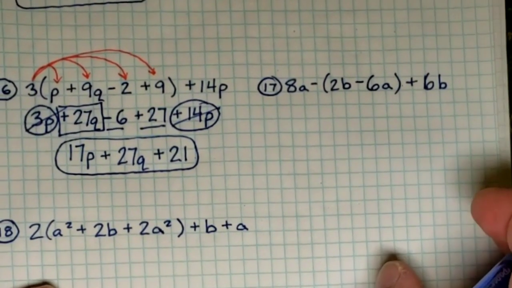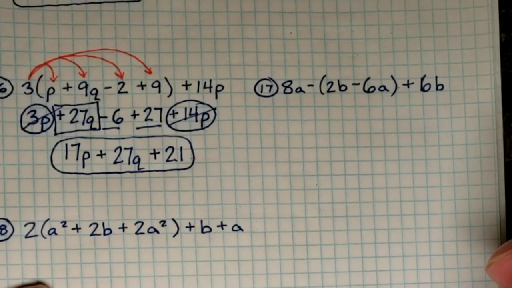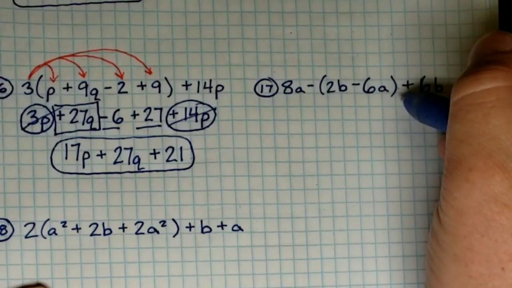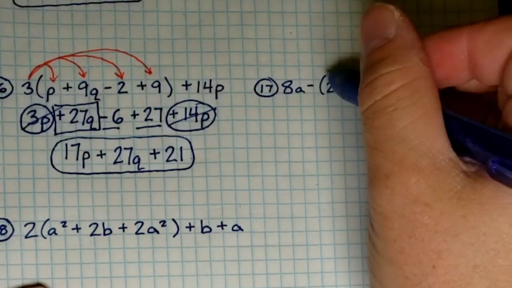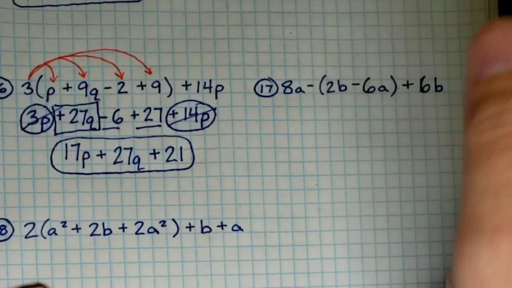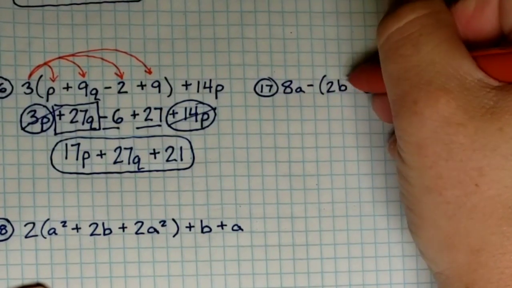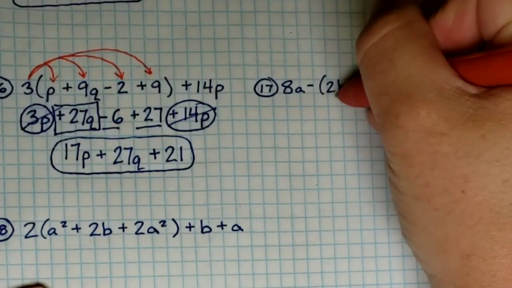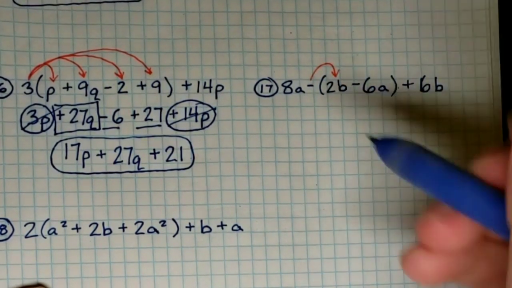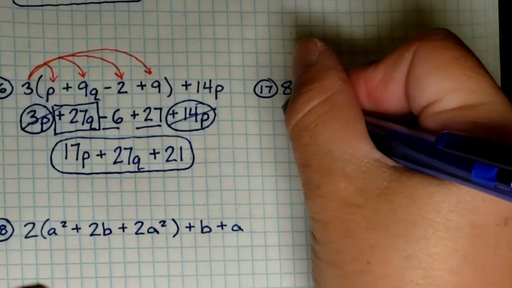Number 17. 18 minus 2b minus 6a plus 6b. You'll notice that there are parentheses. And just outside the parentheses is a negative sign. So what you're going to do is distribute this negative. So since this 2b was positive, when I give it a negative, it's negative 2b.